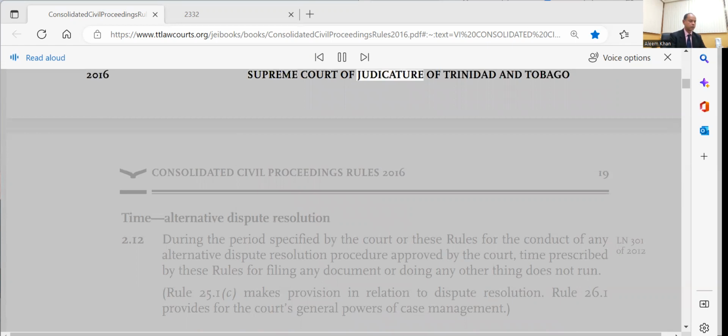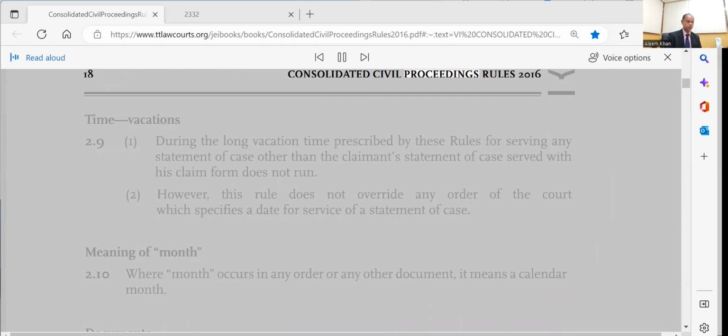2016 Supreme Court of Judicature of Trinidad and Tobago. Consolidated Civil Proceedings Rules 2016. Time, Vacations 2.9. 1. During the long vacation, time prescribed by these rules for serving any statement of case other than the claimant's statement of case served with his claim form does not run. 2. However, this rule does not override any order of the court which specifies a date for service of a statement of case. Meaning of month 2.10. Where month occurs in any order or any other document, it means a calendar month.